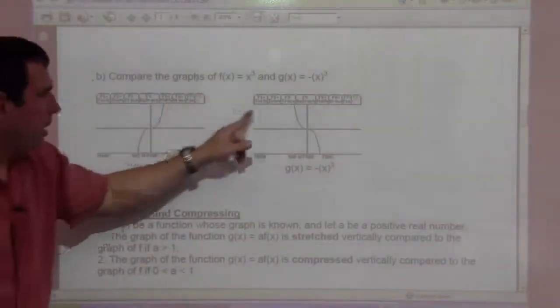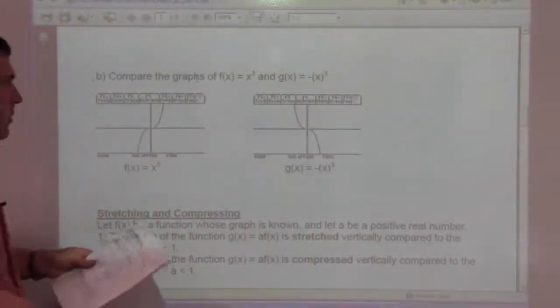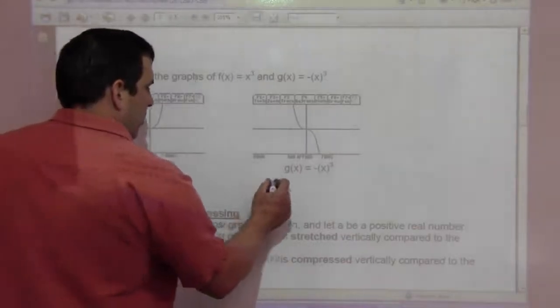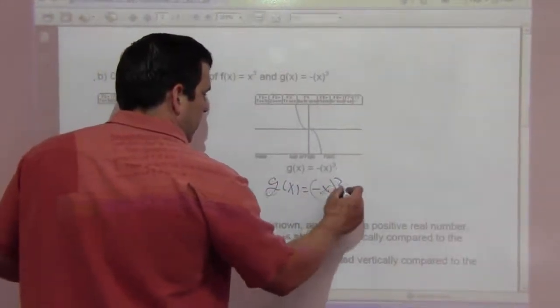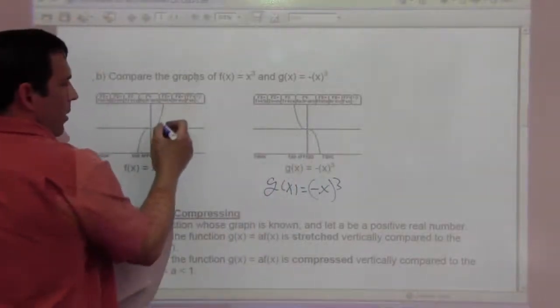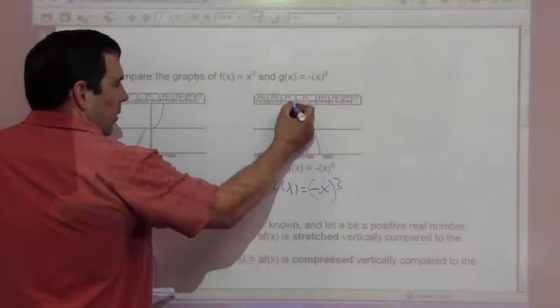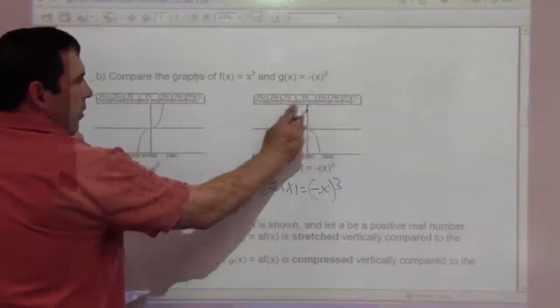Here's the original. This should have said, well, g of x would be the negative of x cubed. So that's why what was over here in the first quadrant is now in the second quadrant, and what was in the third quadrant is in the fourth quadrant. It goes across the y-axis.